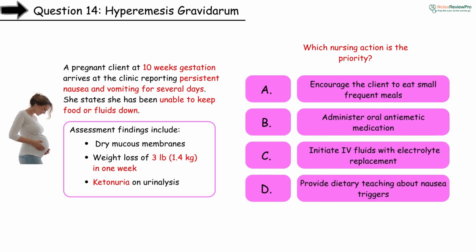Option A, encourage the client to eat small, frequent meals. Option B, administer oral antiemetic medication. Option C, initiate IV fluids with electrolyte replacement. Option D, provide dietary teaching about nausea triggers. Take a moment and think about your answer.